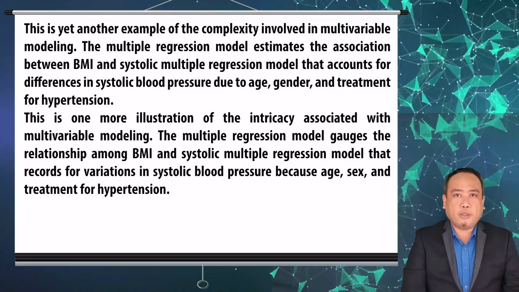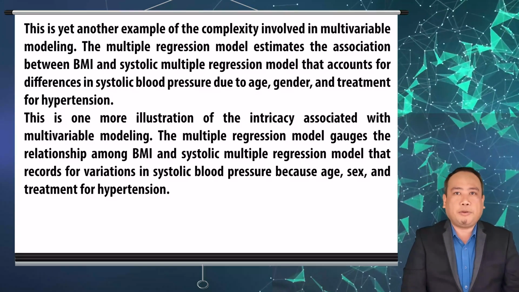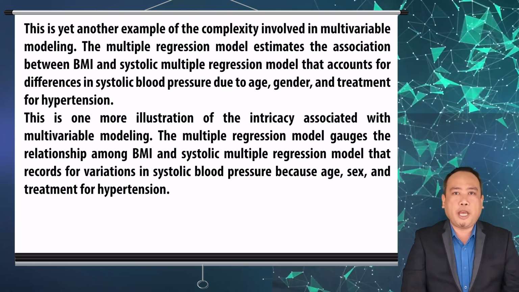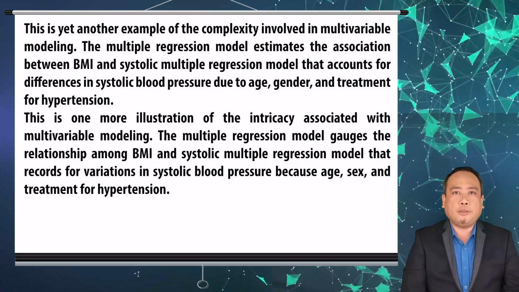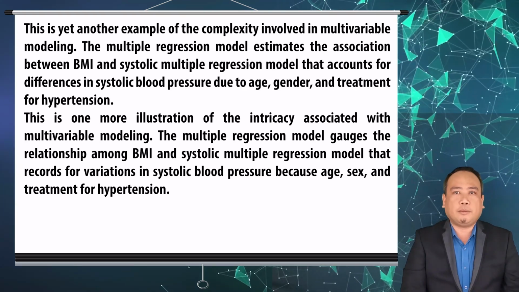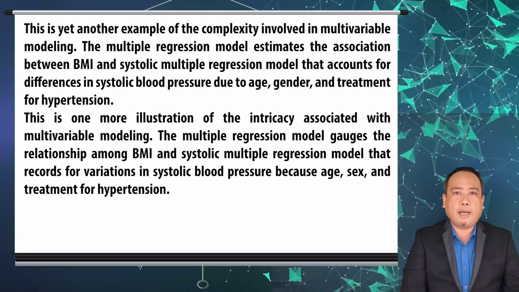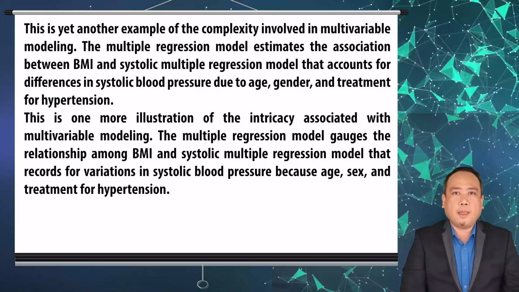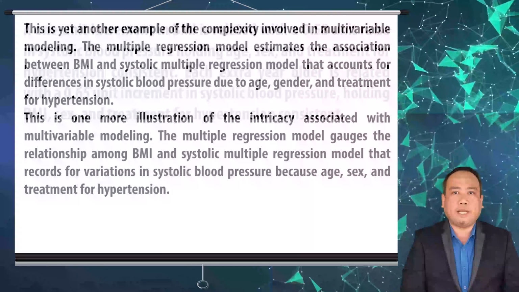The multiple regression model estimates the association between BMI and systolic blood pressure in a multiple regression model that accounts for differences in systolic blood pressure due to age, gender, and treatment for hypertension. This is one more illustration of the intricacy associated with multivariable modeling. The multiple regression model gauges the relationship between BMI and systolic blood pressure, accounting for variation in systolic blood pressure because of age, sex, and treatment for hypertension.